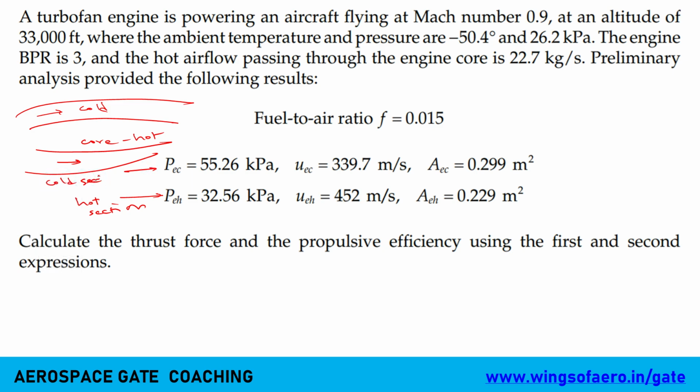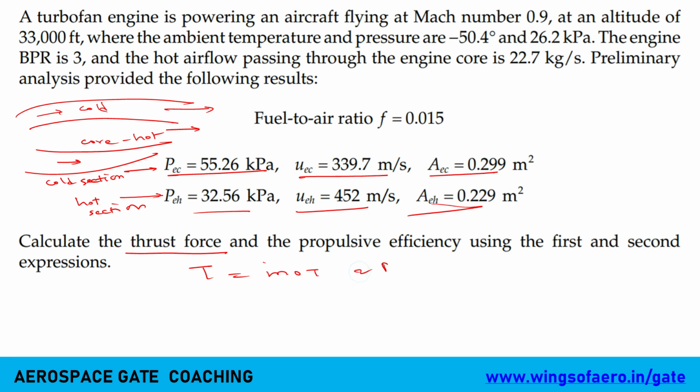One more thing to notice: they have given the pressure at the exit point of the hot section and the exit point of the cold section. They have given the pressure, the velocity, and the area, and they ask for the thrust force. So what is the basic formula of the thrust force? The momentum thrust and the pressure thrust. Here we can split momentum thrust and pressure thrust both for the fan as well as the core, or we can say both for the hot section as well as the cold section.